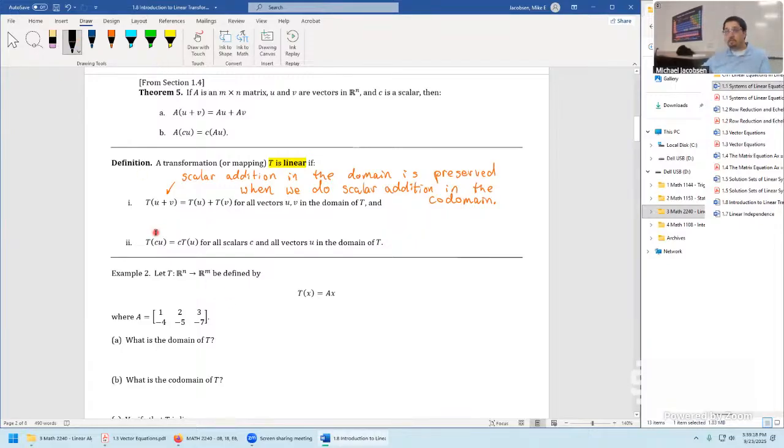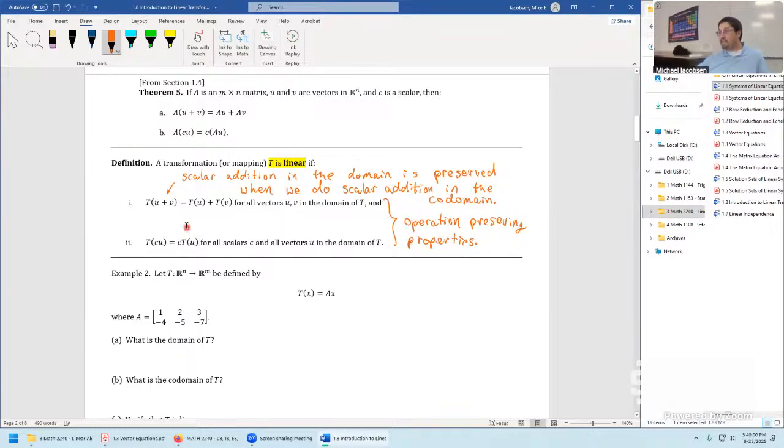And at the same time, the operation of scalar multiplication is preserved by T. This is also operation preserving in the sense that you can either scale u, then apply the mapping T, or you can apply the mapping T first and then just scale it in the codomain. Wherever you do the scaling doesn't matter. Same idea here, vector addition, do it in the codomain or in the domain, and you get the same exact result. Because of these two properties, these are called operation preserving properties.